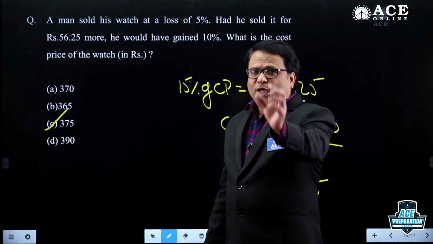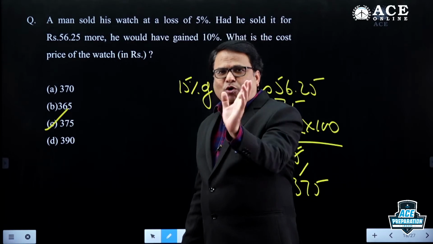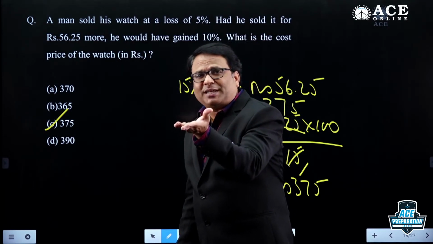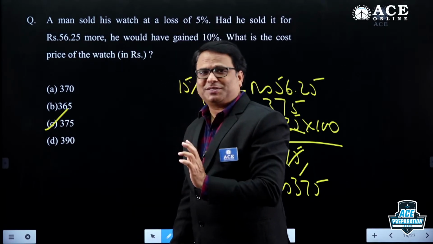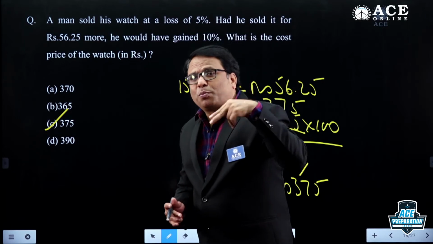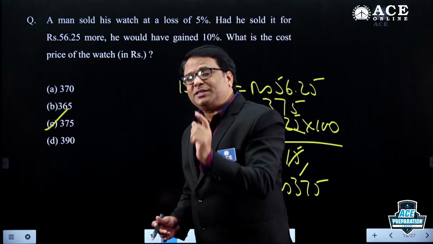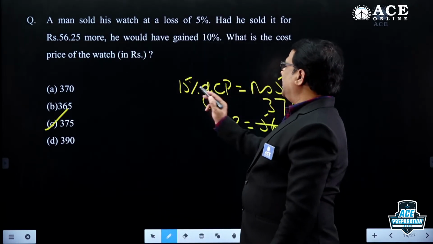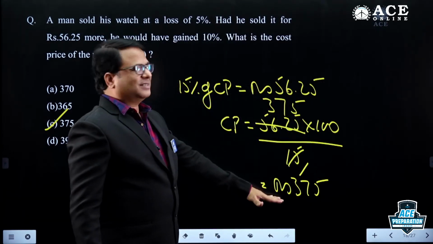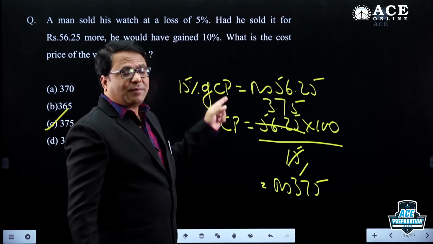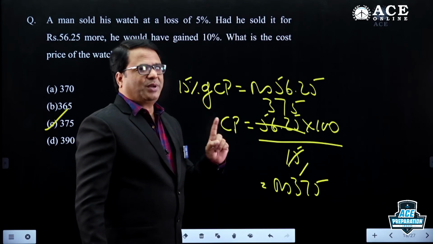I repeat, if you increase the selling price by 56.25, how much change is happening in terms of percentage? The 5% loss is covered, plus he makes a profit of 10%. So change in terms of rupees is 56.25. Change in terms of percentage is 15. And therefore, I equate 15% with 56.25. Then you get the answer. And why do we write cost price here? Because we know profit or loss is always calculated on cost price.